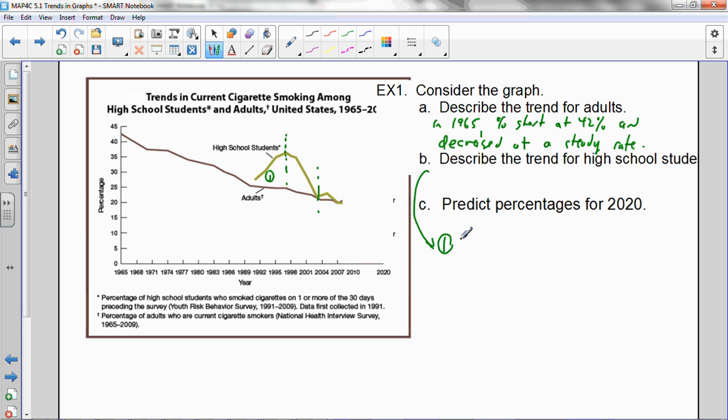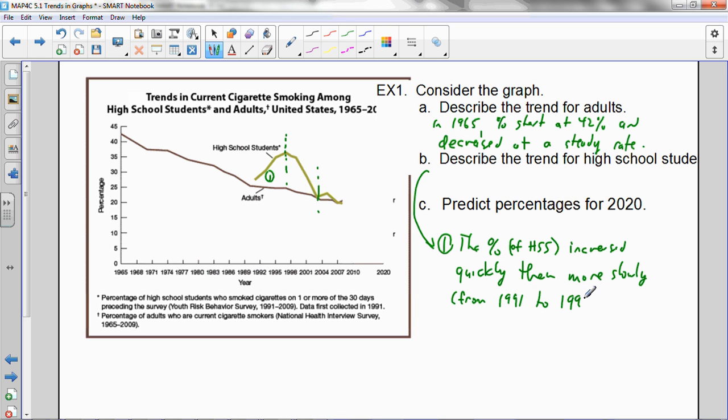So this first chunk, notice that it goes up quick and then slow. So for the first part, the percent, and after this I'm not going to write this in, of high school students increased quickly, then more slowly. And notice I can be as precise as I want to be. This is from about 1991 until maybe 96. About, reading that from the graph.